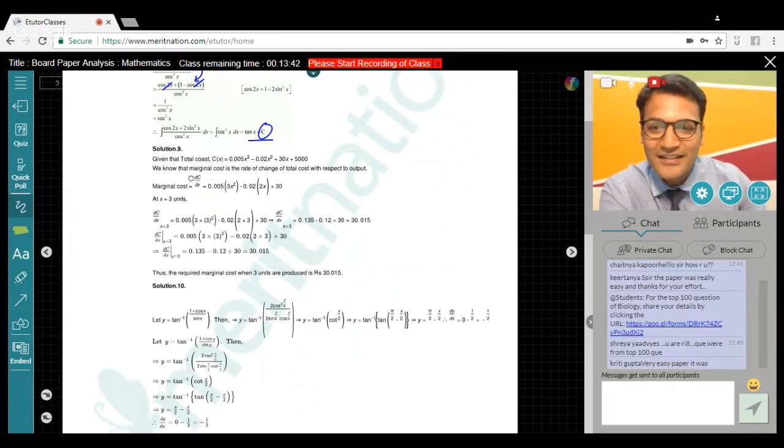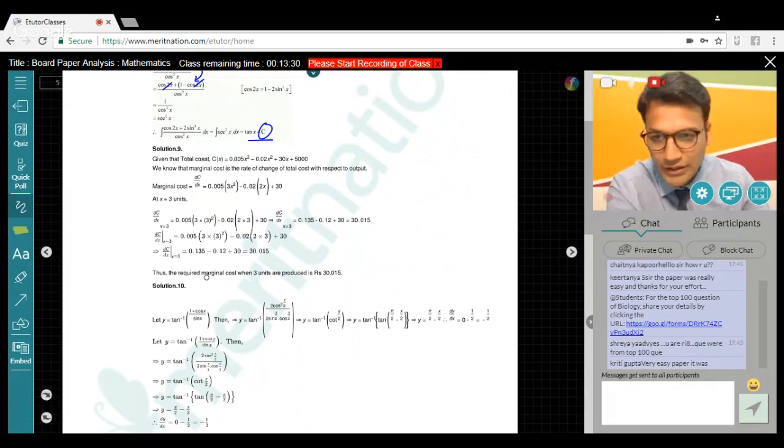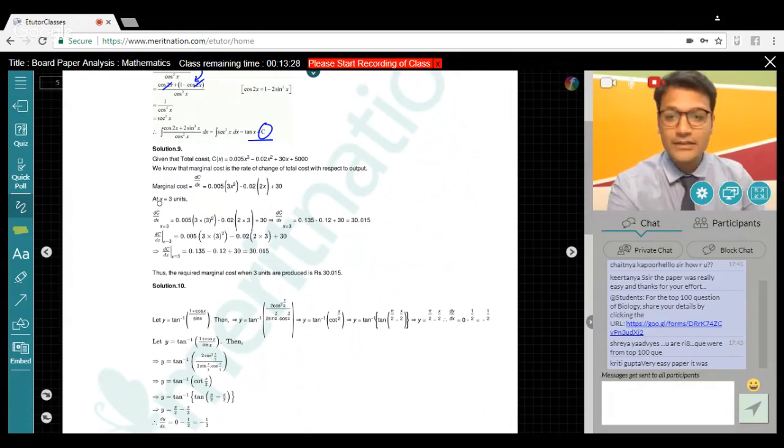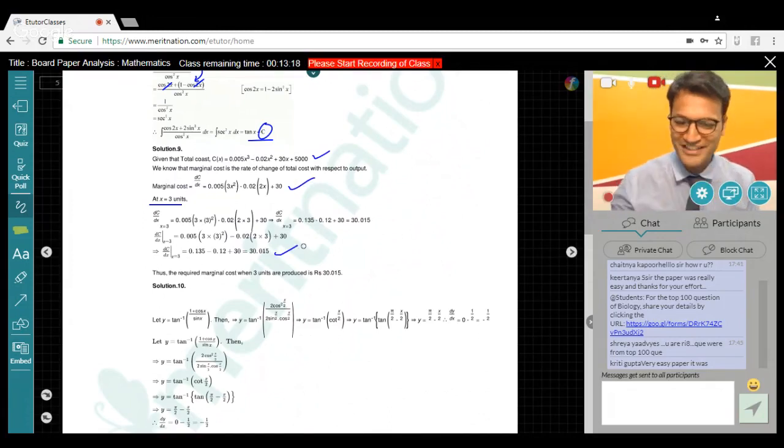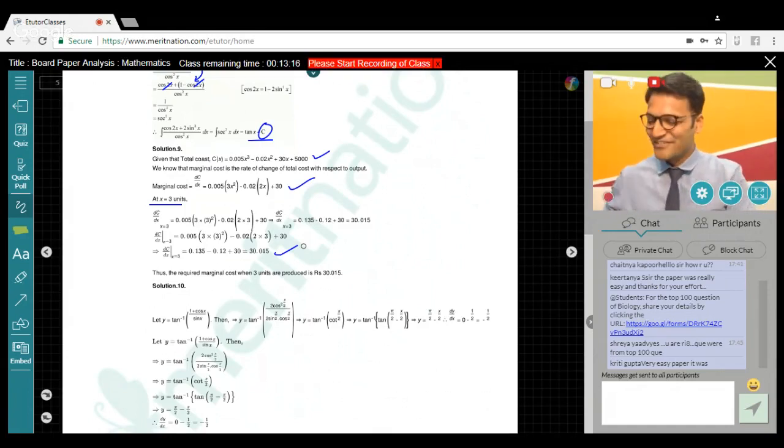So it is already given to us. In the question, by marginal cost we mean the instantaneous rate of change of total cost at any level of output. So the level of output has been given to us, 3 units. So just differentiate it, put the value, and we have our answer. It was again a direct question. Super easy paper. Okay, so let's move on.